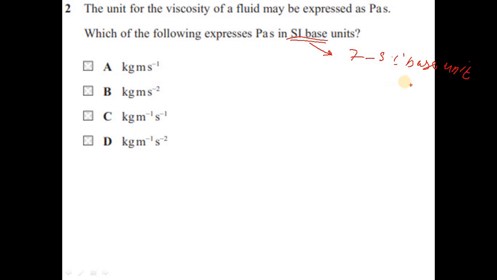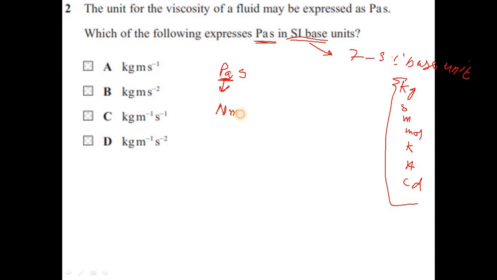The base units, if you remember, are the kg, second, meter, mole, Kelvin, ampere, and candela. So you need to express Pascal second in terms of these 7. And how do we do that? Pascal is a unit of pressure, so you can rewrite Pascal as Newton meter minus 2, and this second is here.